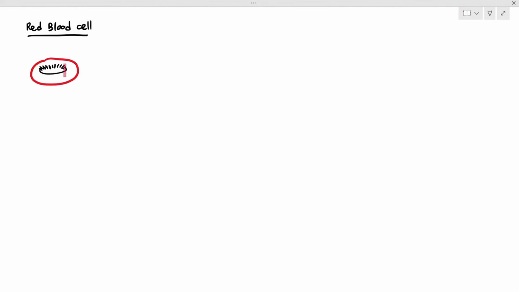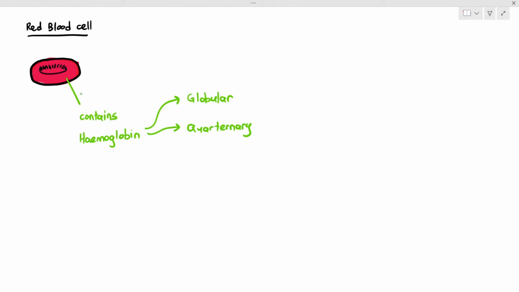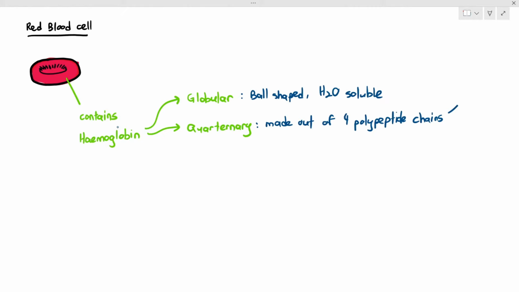In the previous video, we talked about something known as the red blood cell and its structure, and I did mention that the red blood cell contains something called hemoglobin. Now, just a revision on hemoglobin. Hemoglobin is referred to as a globular protein. The reason why it's globular is because it is ball-shaped and water-soluble. It is also referred to as a quaternary protein because it is made out of 4 polypeptide chains. And the 4 chains are named as follows: the 2 alpha globin polypeptides and the 2 beta globin polypeptides. And each polypeptide chain has a heme group.